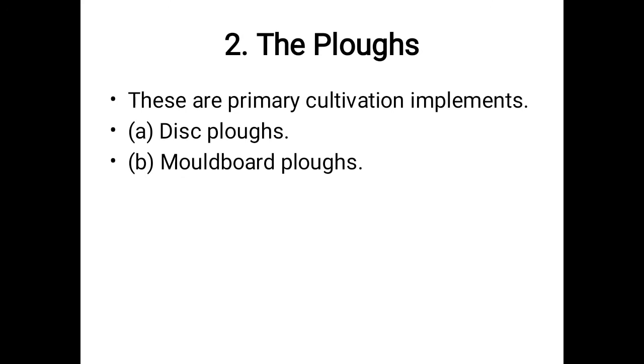We also have another implement, we call it the plow. There are two main types that are used on the tractor. We have the third one that is used on livestock. We have the disc plow, and we have the moldboard plow. The disc plow and the moldboard plow.